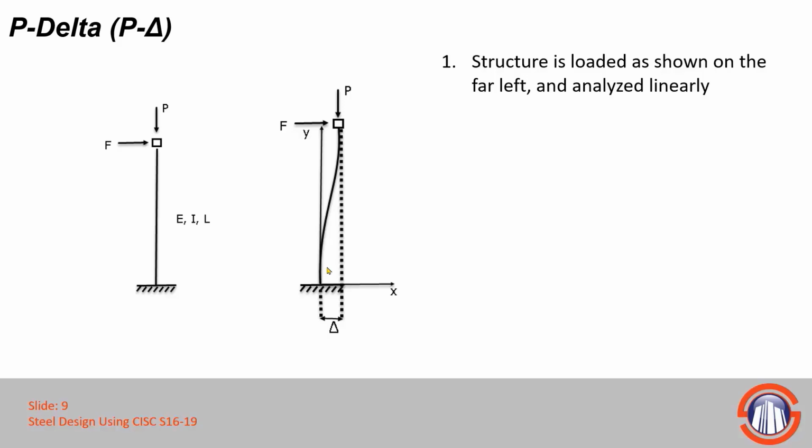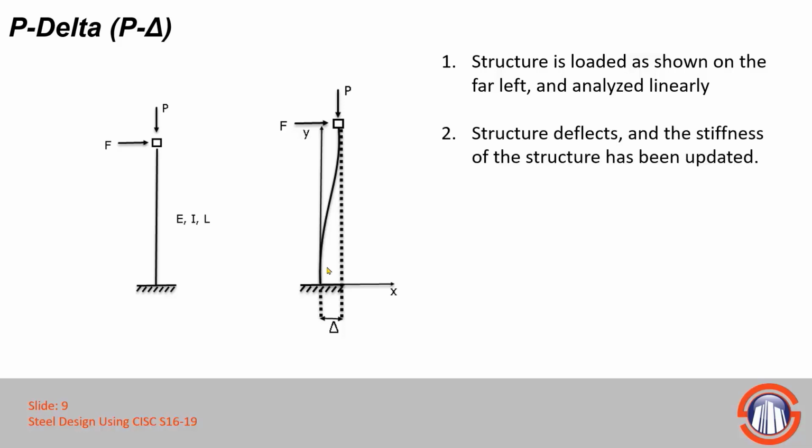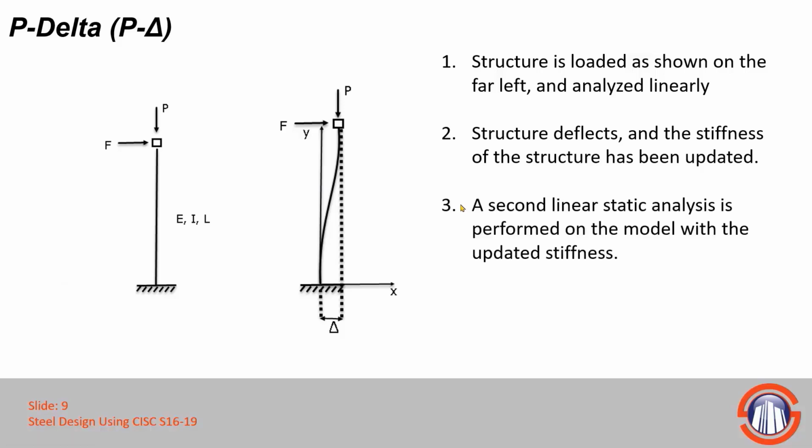How this process works is, first of all, the structure is loaded, as we see on the far left side, and analyzed using a linear static analysis. The structure deflects, and the stiffness of the structure is then updated based off the stress state and the deflection that we see. A second linear static analysis is then performed on the model with that updated stiffness. As I mentioned already, this illustrates the big p-delta effects, but we also have the phenomenon known as little p-delta effects, which SRAM can also account for.